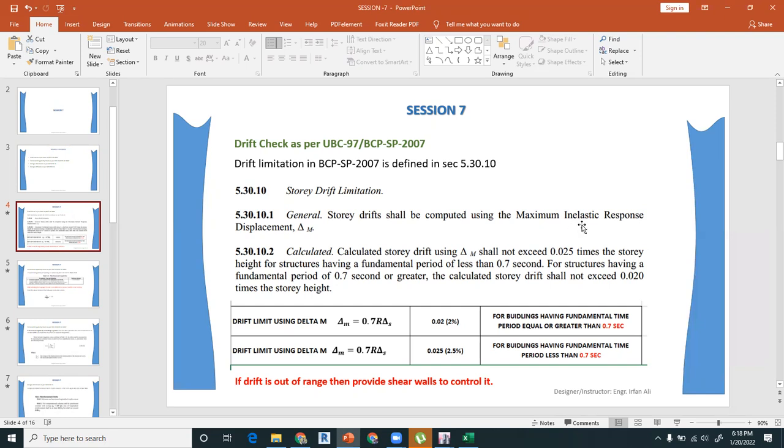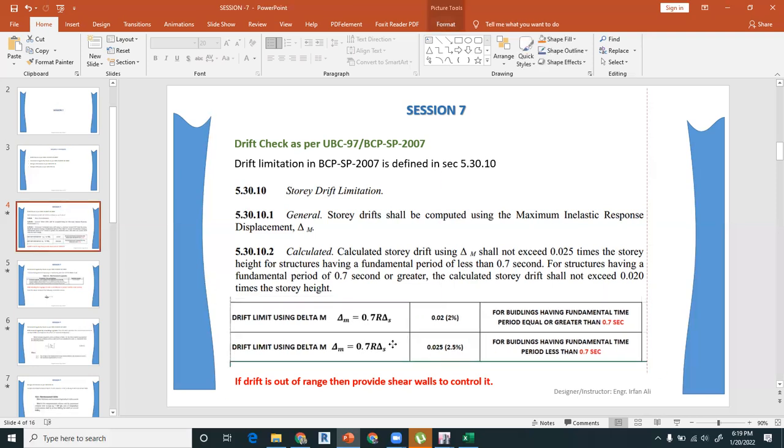If you perform a dynamic analysis like time history analysis, you do not have to calculate this maximum inelastic response delta M. But if you are performing elastic design or linear elastic static analysis, which we are doing for the design, you must calculate this delta M, right? So this is the code statement which defines the limitation for the drift, but I have simplified it for you. That is the drift limitation: delta M is calculated as delta M is equal to 0.7 R into delta S. And delta S is the elastic displacement that is coming from your elastic response analysis, right?